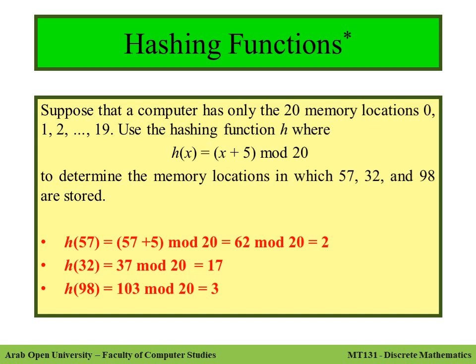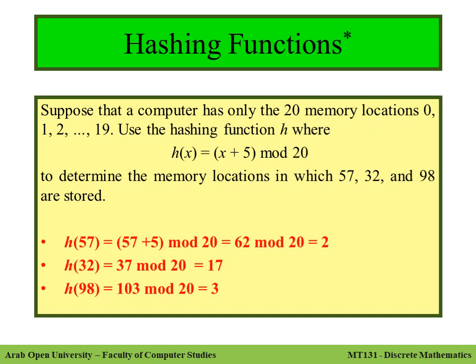So let's assume now you have a computer with only 20 memory locations from 0 to 19. The hashing function actually uses a congruence relation, and the hashing function will tell you where to store any number. h of x is equal to x plus 5 mod 20.